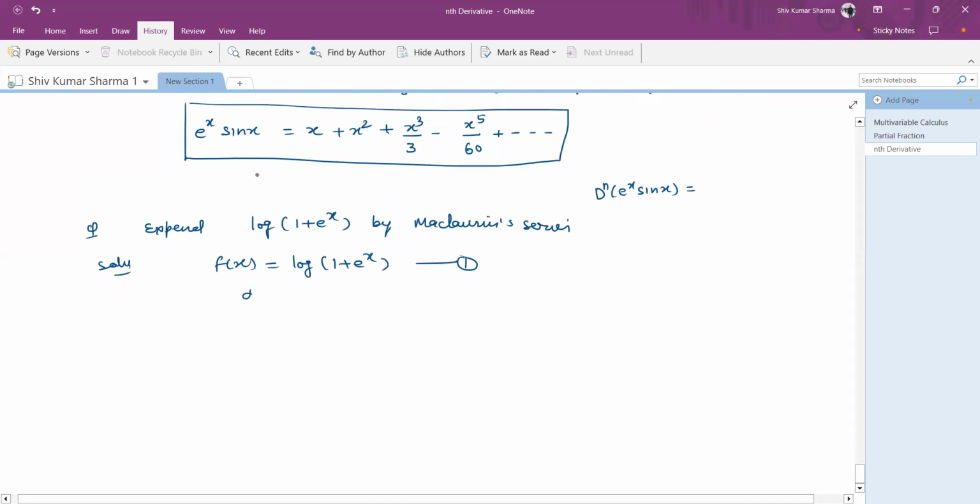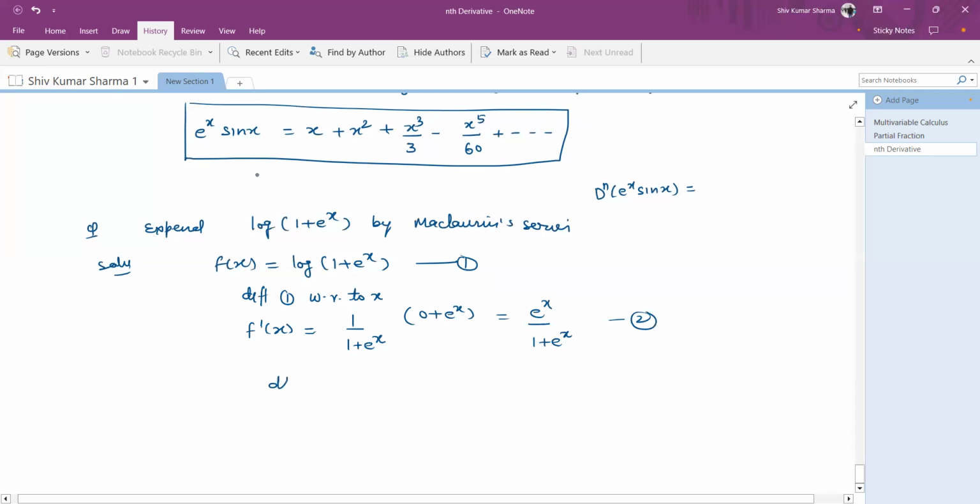When we differentiate 1 with respect to x, we have f dash x equal to the differentiation of log, which is 1 upon (1 plus e raised to the power x), into the differentiation of this, which is 0 plus e raised to the power x. So this gives us e raised to the power x upon 1 plus e raised to the power x. So this is our f dash x, equation number 2.